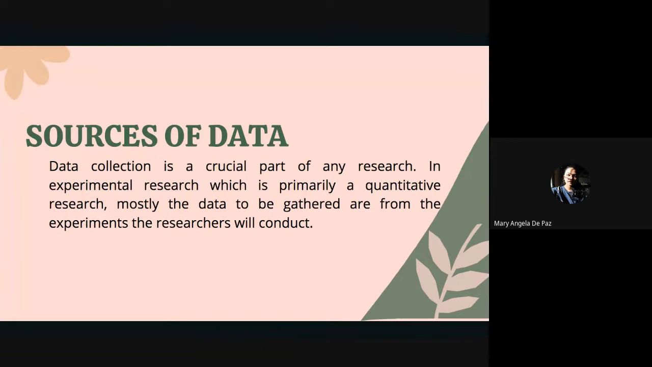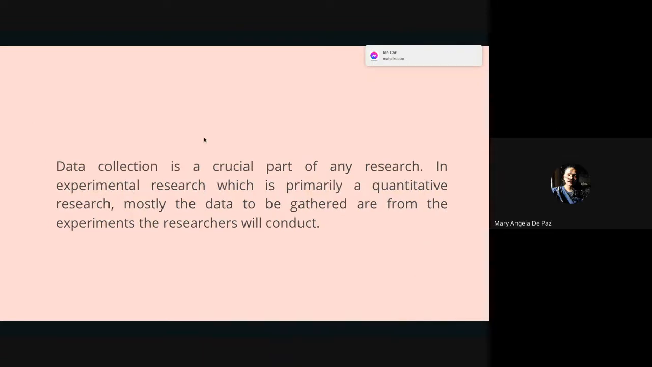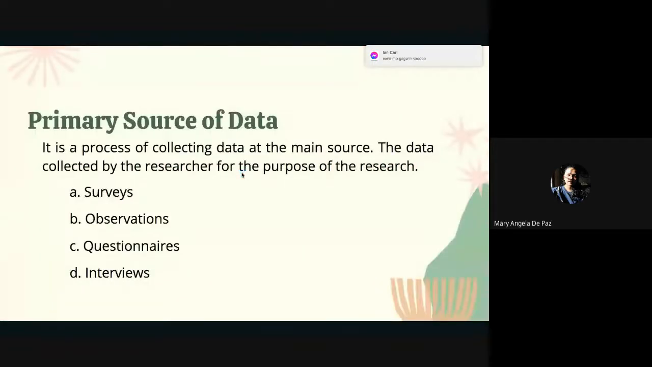So we have the primary source of data. It is a process of collecting data at the main source. The data is collected by the researcher for the purpose of the study. It refers to the data originated from the researchers for the first time. Examples of this are surveys, observations, questionnaires, and interviews.